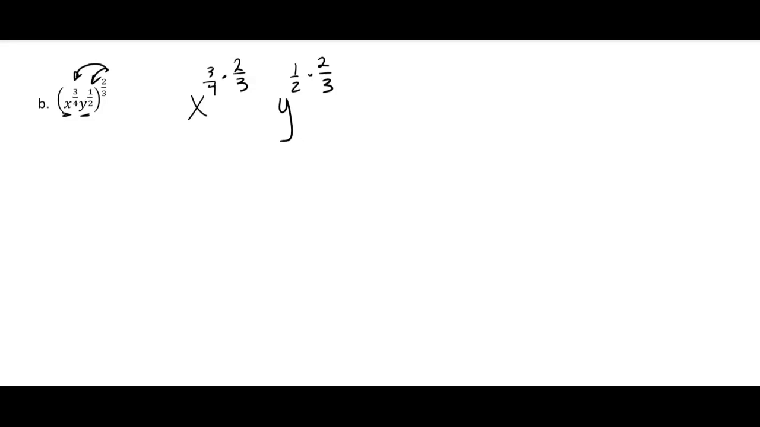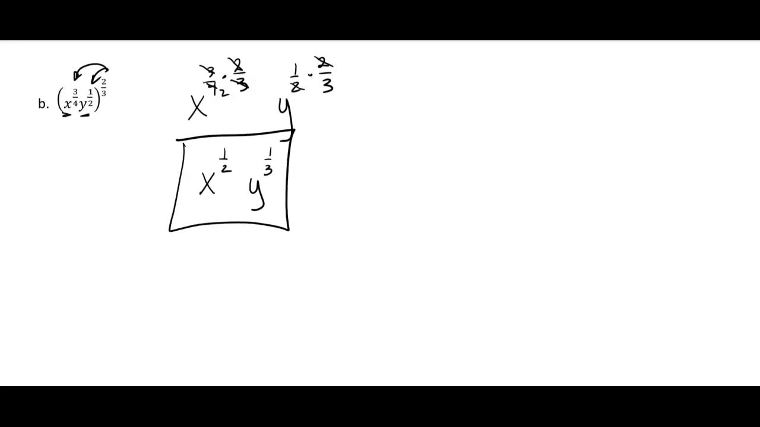Okay, so here the 3's cancel and 2 goes into 4 twice. So you get x to the 1/2. You could multiply and get 6/12 and then reduce it to 1/2. That'd be fine. And then here you're going to have y to the 1/3 because those 2's are going to cancel. And that one's done.